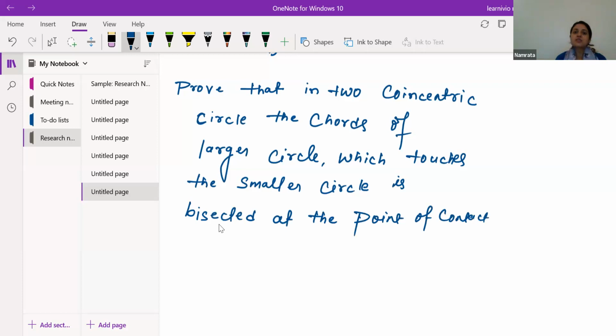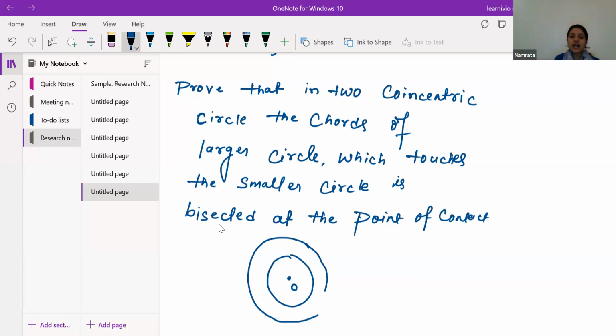So here the theorem says, prove that two concentric circles, meaning two circles having the same center. If I am drawing a smaller circle, with center O, then I'll have another circle whose center is the same. That's the meaning of concentric, like same center. Both the circles have the same center. We have to show that in two concentric circles, the chord of the larger circle which touches the smaller circle is bisected at the point of contact.